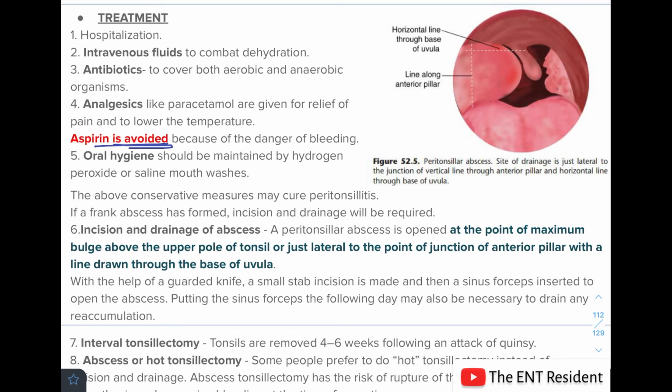Now, if there is only inflammation of the space, this is known as peritonsillitis. In that case, we will be doing all the conservative measures. Now, if a frank abscess is formed, then incision and drainage becomes necessary.